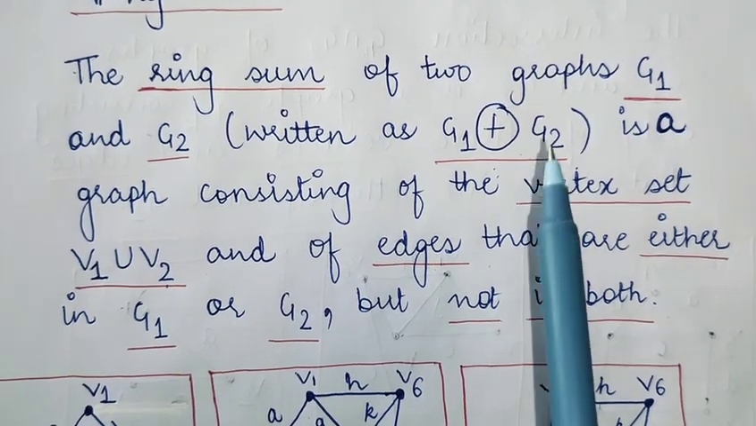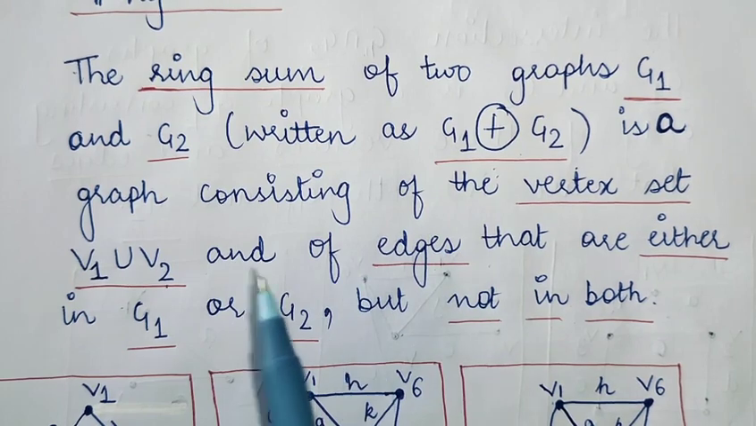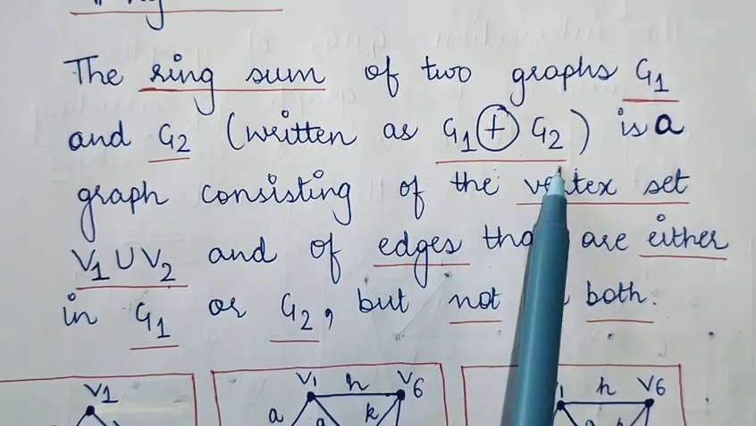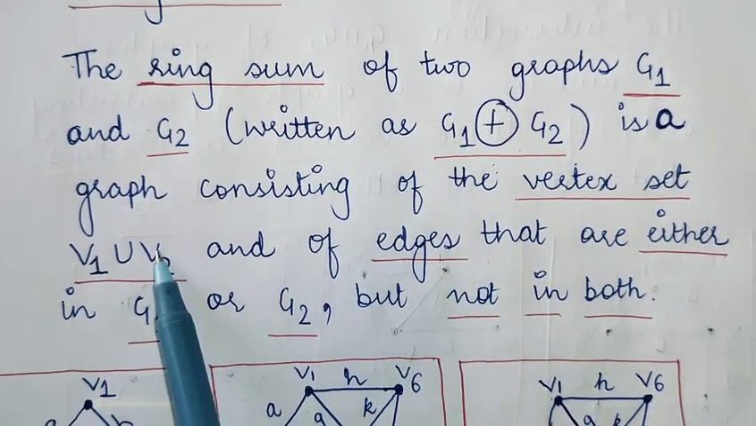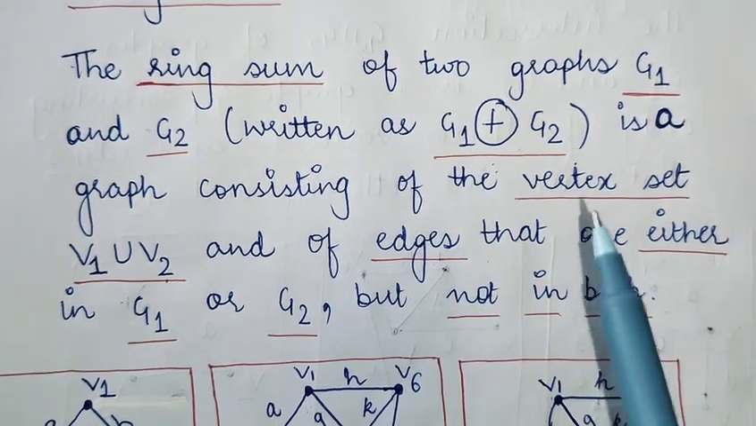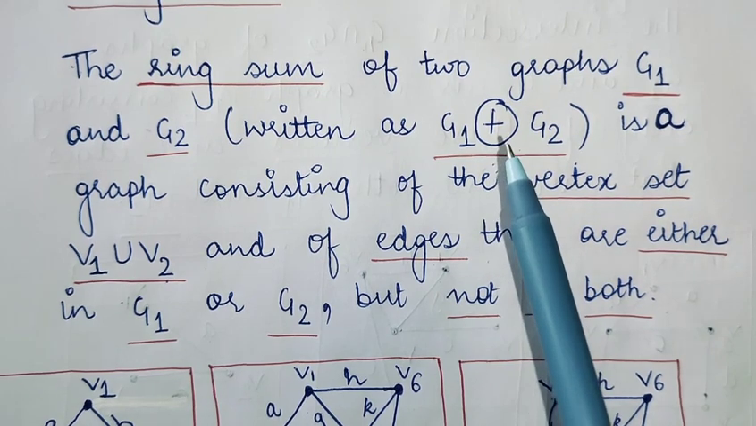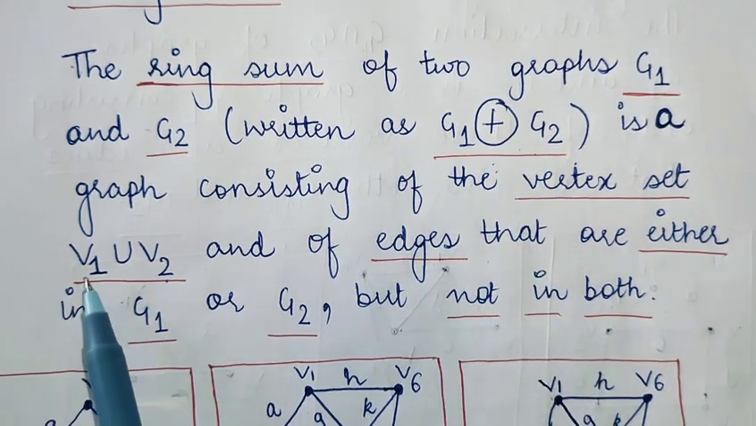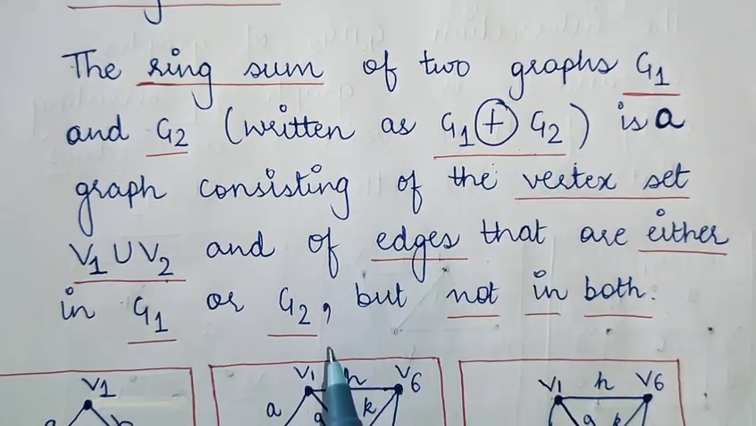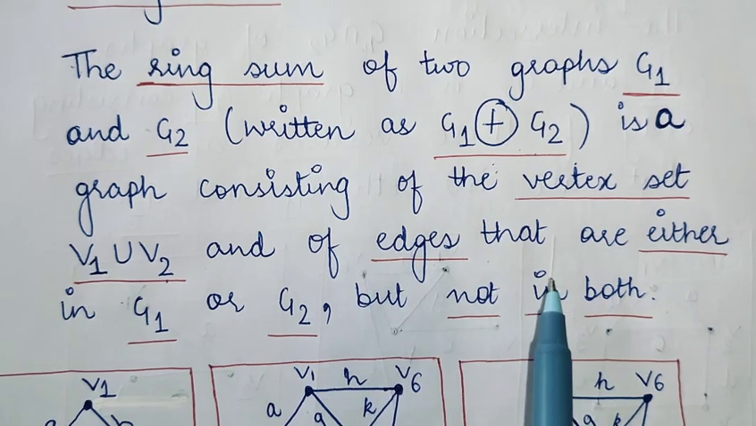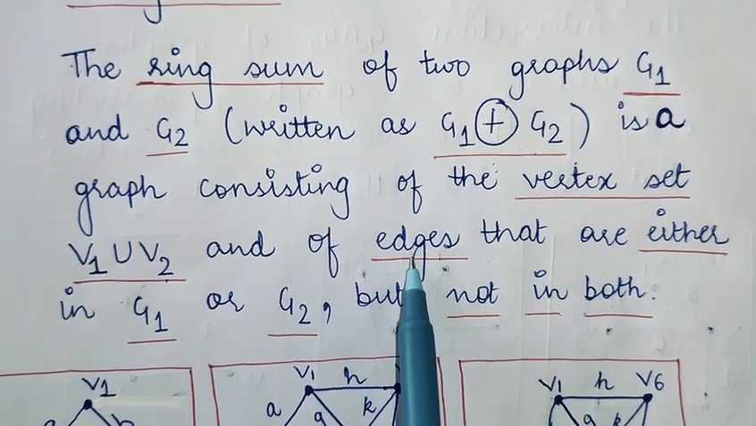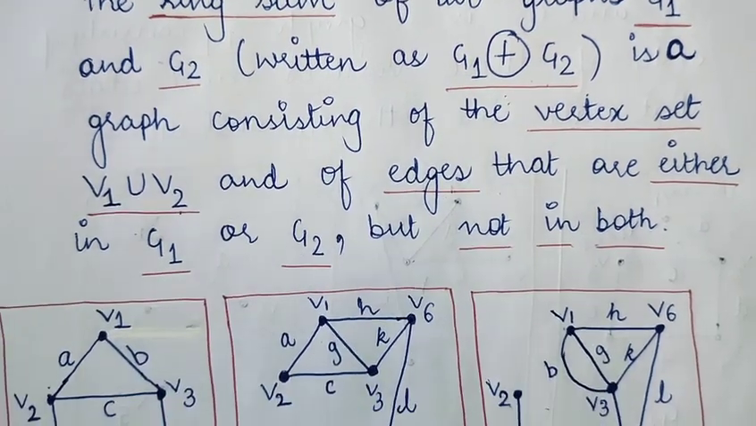The ring sum of G1 and G2 gives you a graph which contains all the vertices V1 and V2, the union of all the vertices of both these graphs. So if V1 represents the vertex set of G1 and V2 represents the vertex set of G2, then the resultant graph G3 formed by the ring sum of G1 and G2 will contain a union of the vertex set V1 and V2 of the graphs G1 and G2 respectively. And the edges in this resultant graph are those edges which are either in G1 or in G2 but not in both. So basically edges are those edges which are not common in both the graphs.